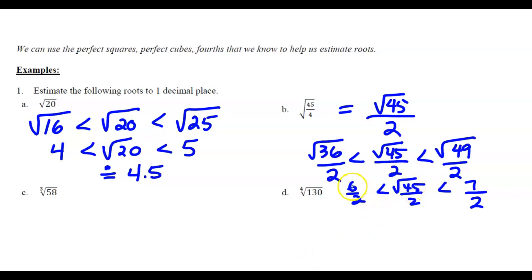So root 45 is between 6 and 7. Take a look. So that's what? That's about 9 apart. That's 4 apart. So it's a little bit closer to 7. So I'd say root 45 is about, I don't know, maybe 6.6, 6.7. Maybe I'll say 6.7 over 2, which dividing that by 2 is what? 3.35. So somewhere between 3.3 and 3.4.